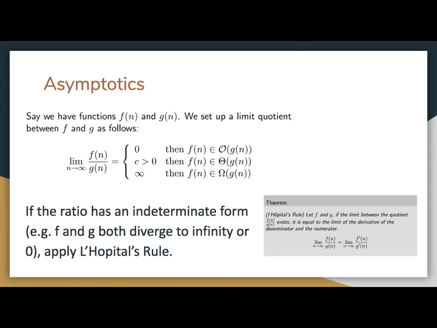So the way we can see what the runtime is, we find the limit of the function f of n over g of n, and depending on what it evaluates to, you can see if it's O runtime, theta runtime, or omega runtime. So if the limit of f of n over g of n as n goes to infinity is 0, then you know f of n is an element of O of g of n. If it's a constant greater than 0, then you know that f of n is theta of g of n. And lastly, if it's infinity, then we know that f of n is omega of g of n. If it has an indeterminate form, you can take the derivative of the top and the bottom and take the limit of that, and that'll be equal to the limit of f of n over g of n, and that's the box in the corner.